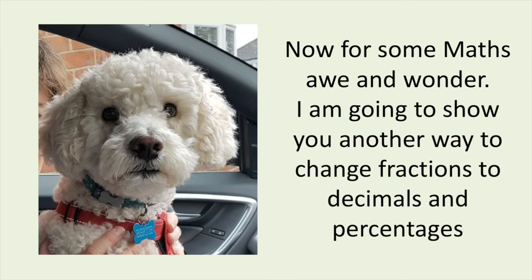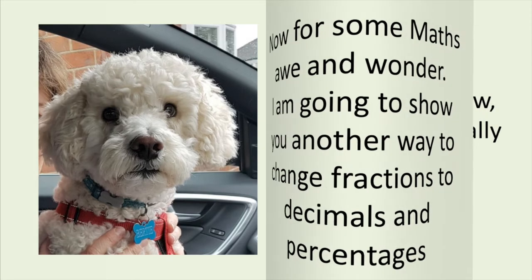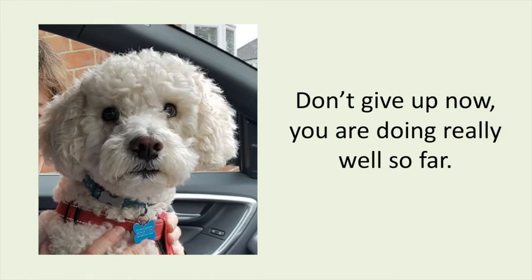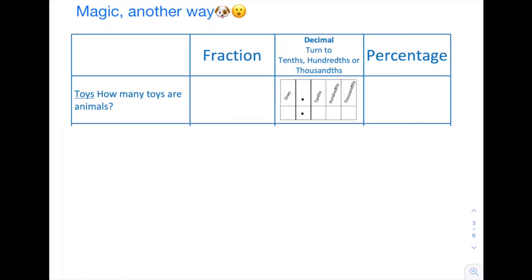Now I'm going to show you another way to change fractions to decimals and percentages. It's good to have different ways, and also you can see the awe and wonder of how different maths methods come to the same result. So we had 4 animals, which was a half.